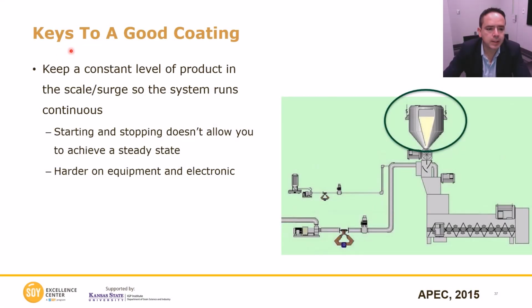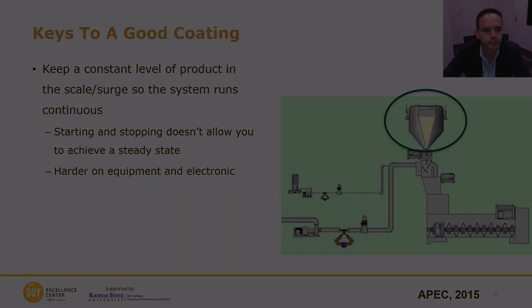So some of the keys to a good coating: one is to keep a constant level of product in the scale or source so the system runs continuously. You want to keep a good amount of feed here. That way the dry flow here is constant. The pumps are going to do a better job pumping into a constant flow of dry product. Starting and stopping doesn't allow you to achieve a steady state, and is harder on equipment and on electronics.